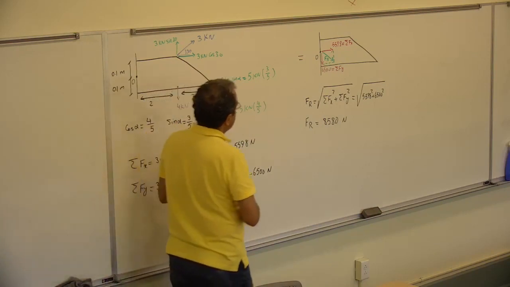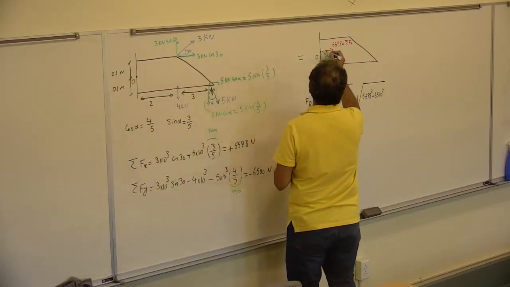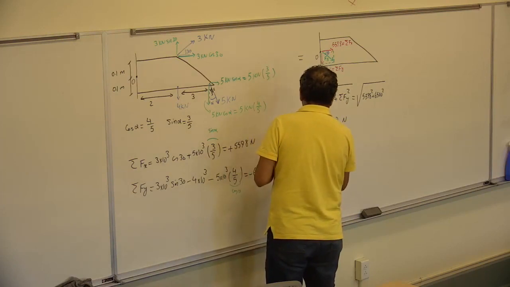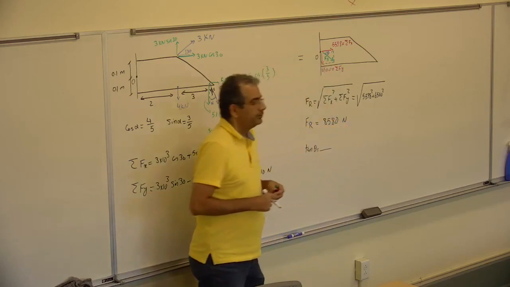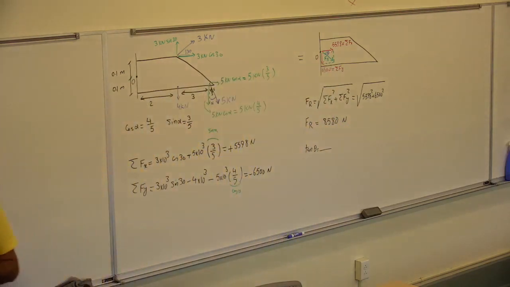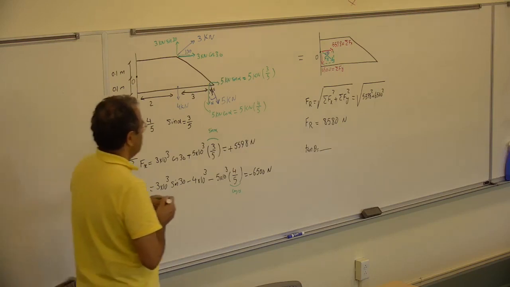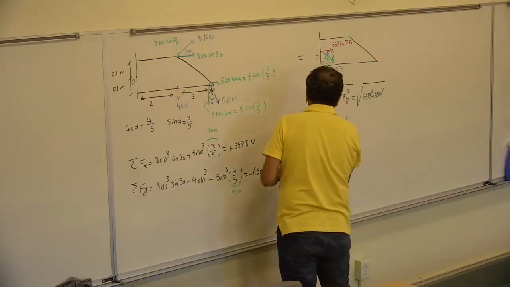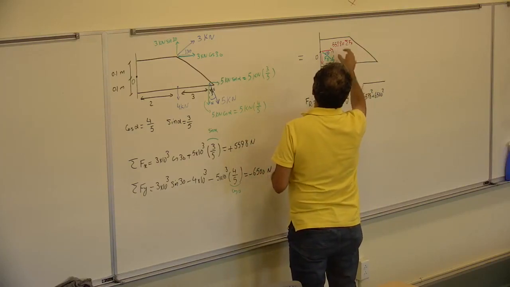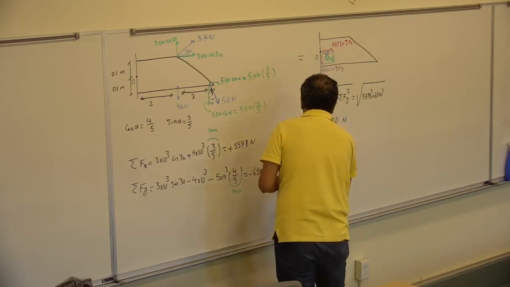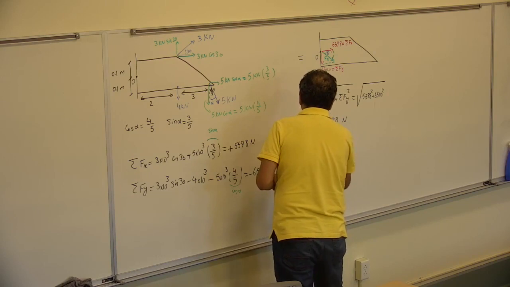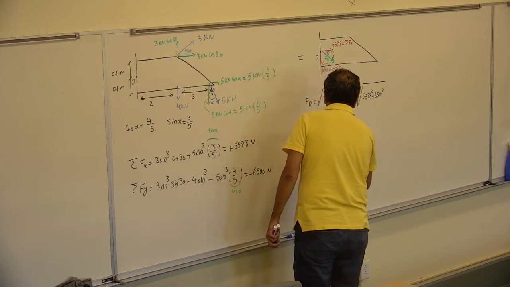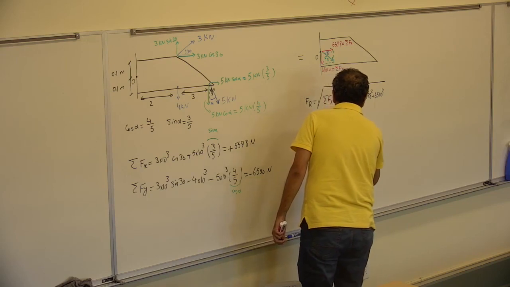Now I want to find its direction, so I just want to go ahead and say, okay, this is theta. So then the tangent of theta is sigma Fy over sigma Fx. So theta is tangent inverse of sigma Fy over sigma Fx.